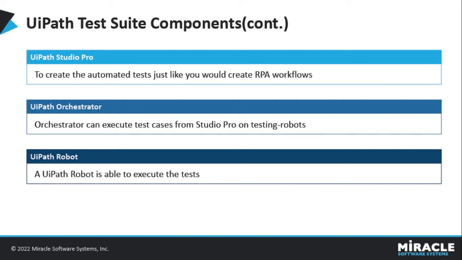Last but not the least, that is robots. They are UiPath execution agents. They are connected to Orchestrator. This enables you to run test cases with specific robots or groups of robots using different machine setups.